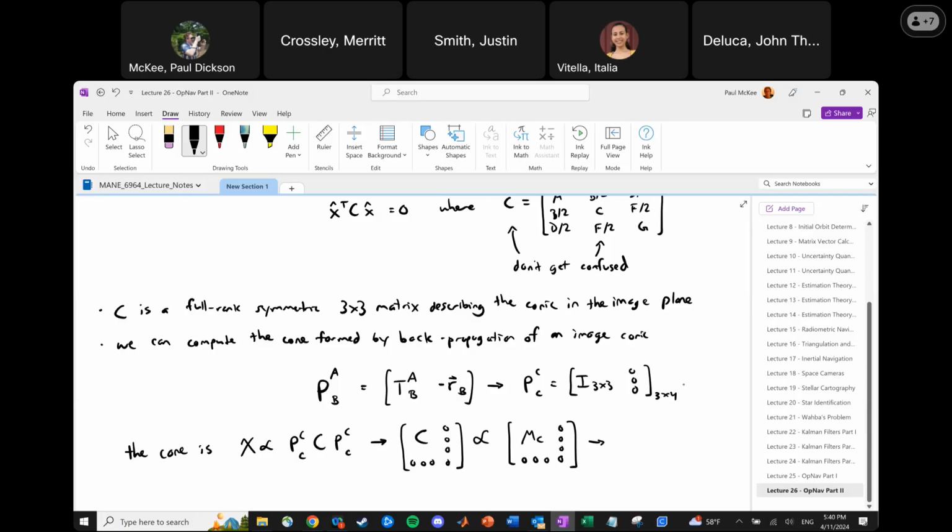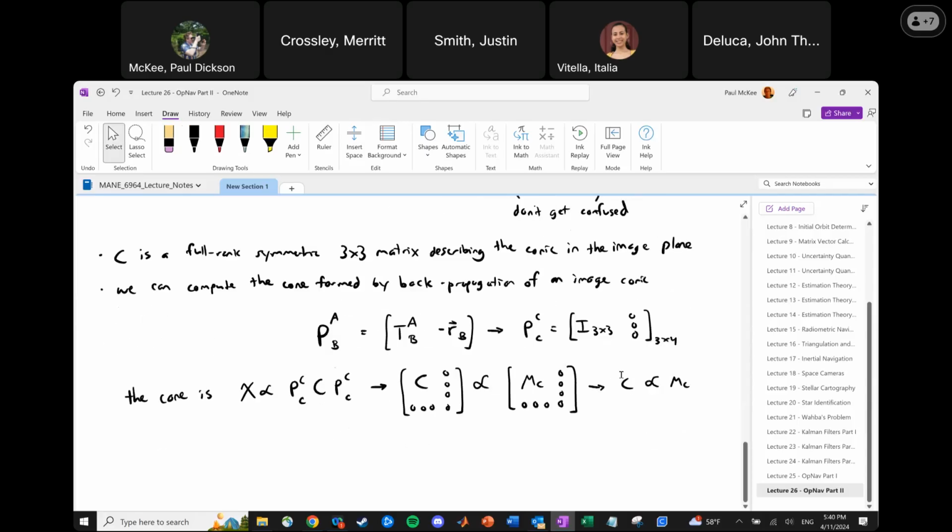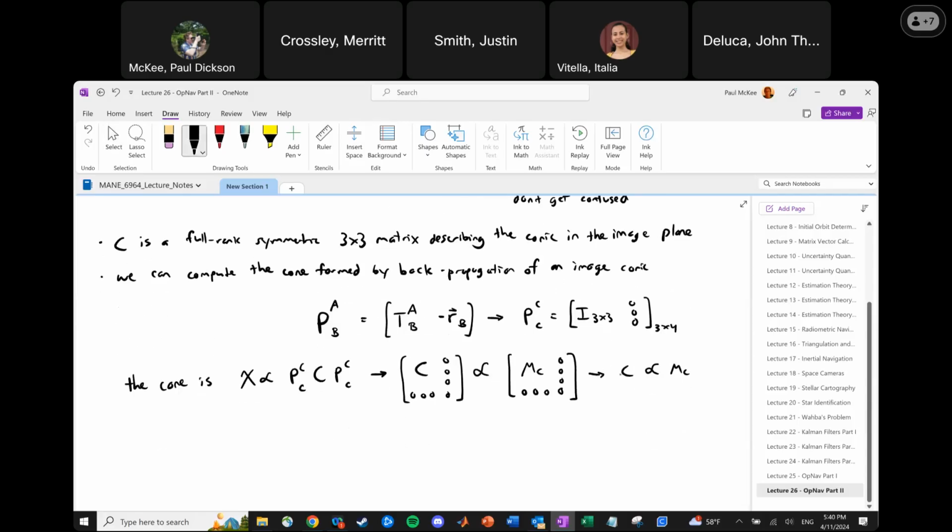Or the 3x3 matrix C, which describes our image conic, is proportional to the 3x3 matrix MC, which describes the tightly bounding cone. Okay, so let's put that even more clearly here. C is proportional to MC, and MC is equal to AC, RC, RC transpose, AC minus RC transpose, AC, RC minus 1 times AC.